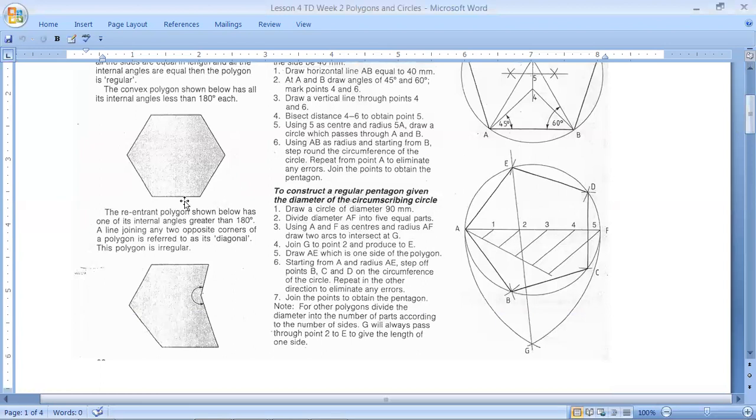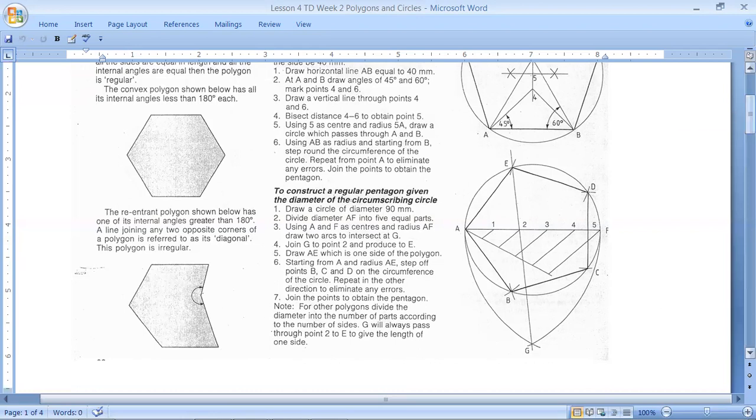The polygon can be a regular polygon or an irregular polygon. If all the sides are equal in length and all the angles are equal in size, it's called a regular polygon. The irregular polygon is when the sides are not equal in length or the angles are not equal in size. This is an example of an irregular polygon.